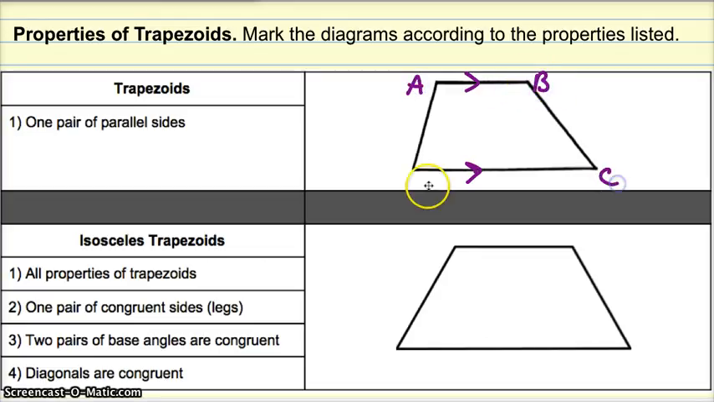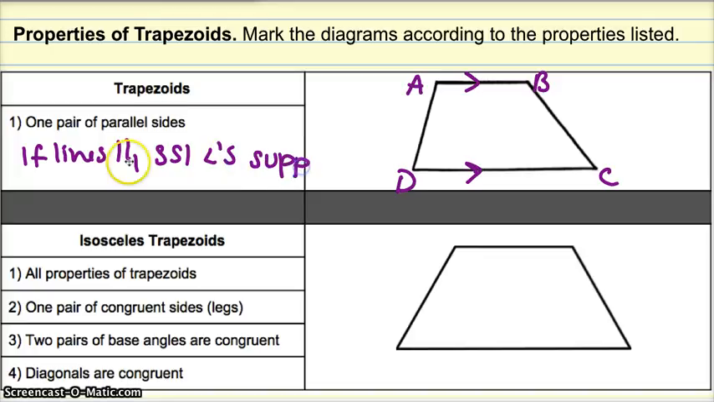If I were to label these, think about the idea of if lines parallel, same side interior angles are supplementary. So what that means is that angle A and D are supplementary and that angle B and C are supplementary. We have no markings for supplementary, short of just saying that they are.